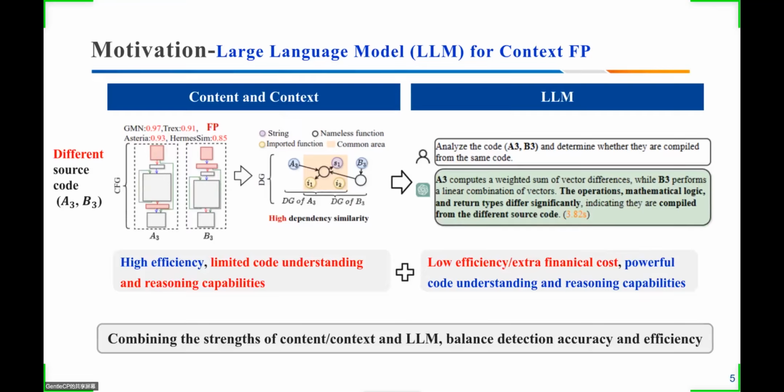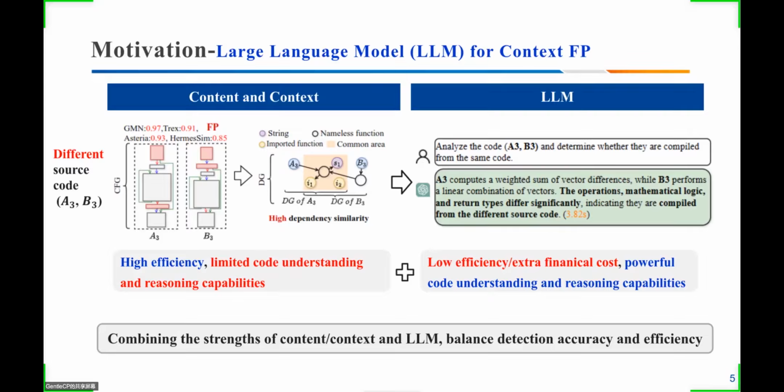Unfortunately, function context alone is not a complete solution. Function pair A3 and B3, despite exhibiting high content and context similarities, originate from different source code, leading to a false positive. In such cases, large language models offer a promising solution, as shown in Figure 2. The large language model analyzes and generalizes the code logic of the two functions, ultimately determining they do not originate from the same source.